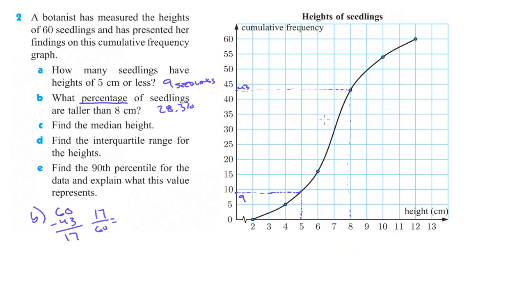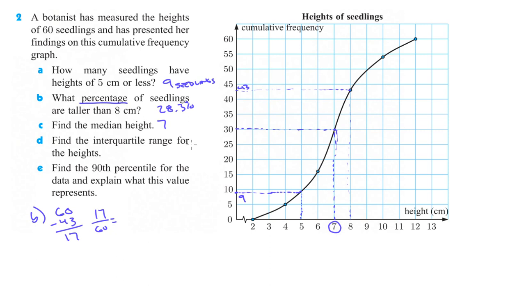Find the median height. If there's 60 total, the median is going to show up at 30. So we go over this way on 30 until we hit that and go straight down to 7. So the median height is going to be 7.